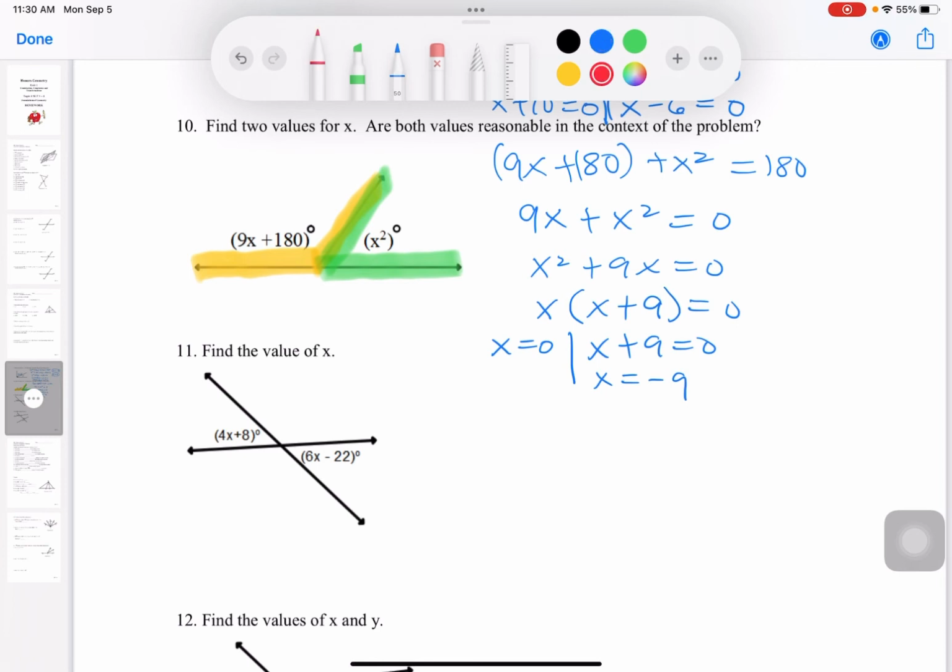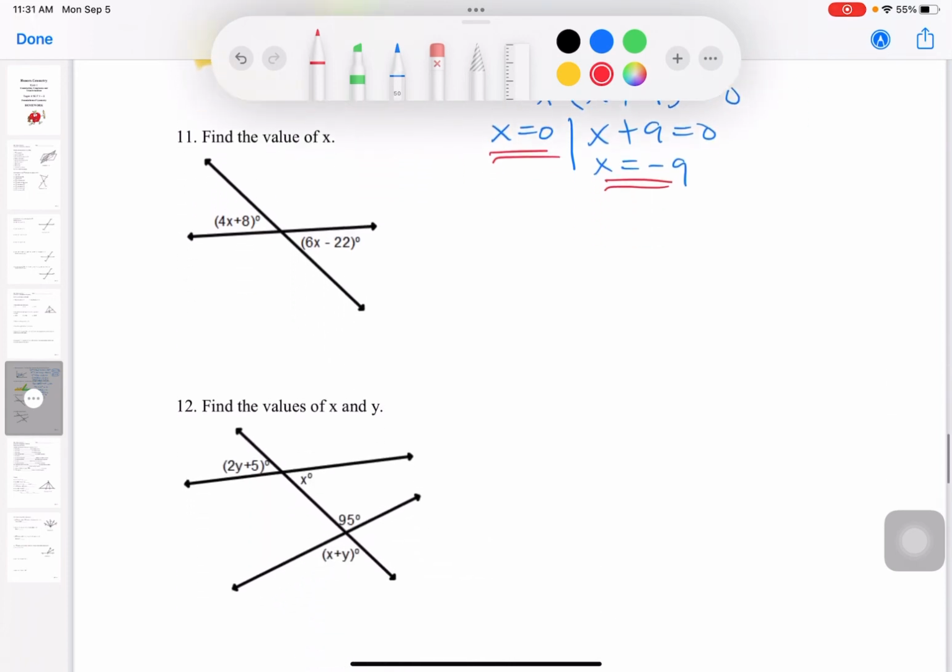Now, your task is to plug in each value to the given expressions that represent the two angles and figure out if the two values are reasonable. Let's take a look at number 11.